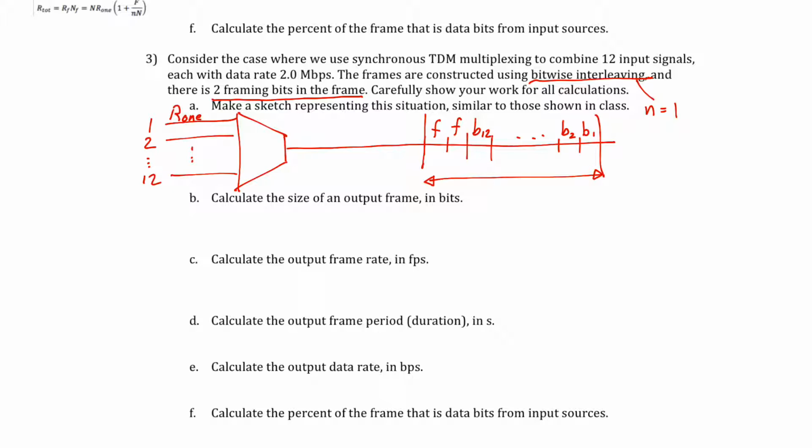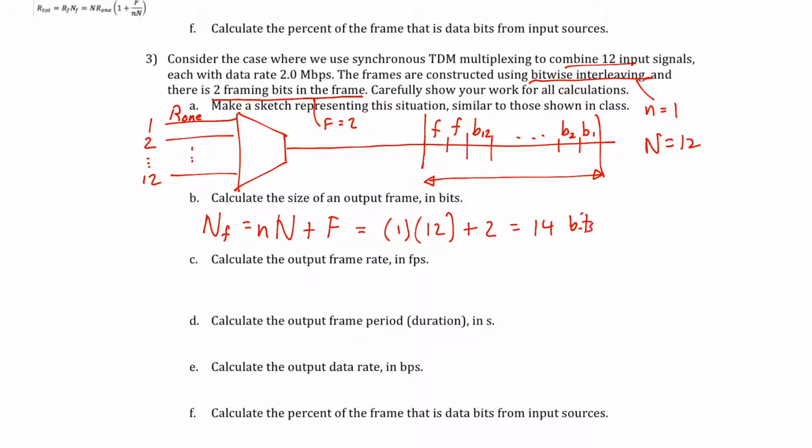So the size of the output frame is the number of bits from each source in a frame times the number of sources plus the number of framing bits. So big F is 2 here. And so we have little n is 1, big N is 12, and we have F is 2. And so we get 14 bits per frame. Okay.